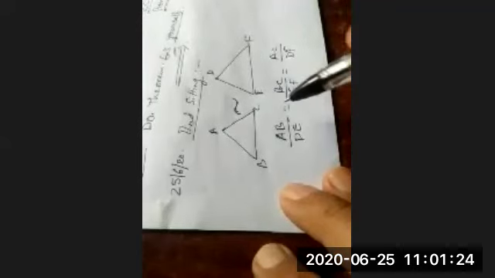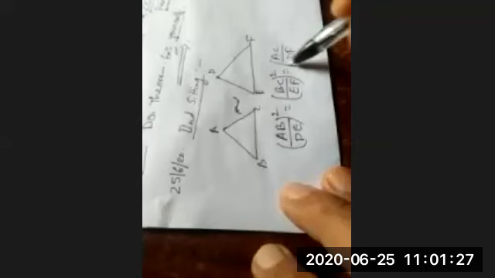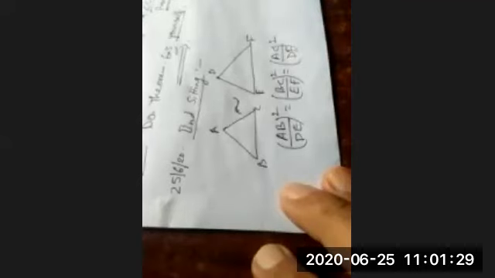Yes, sir. So if these all are equal, then their squares will also be equal. So now we have to correlate this with the ratio of the areas of similar triangles. Nothing more to do. Understanding? Yes, sir. So how to correlate?